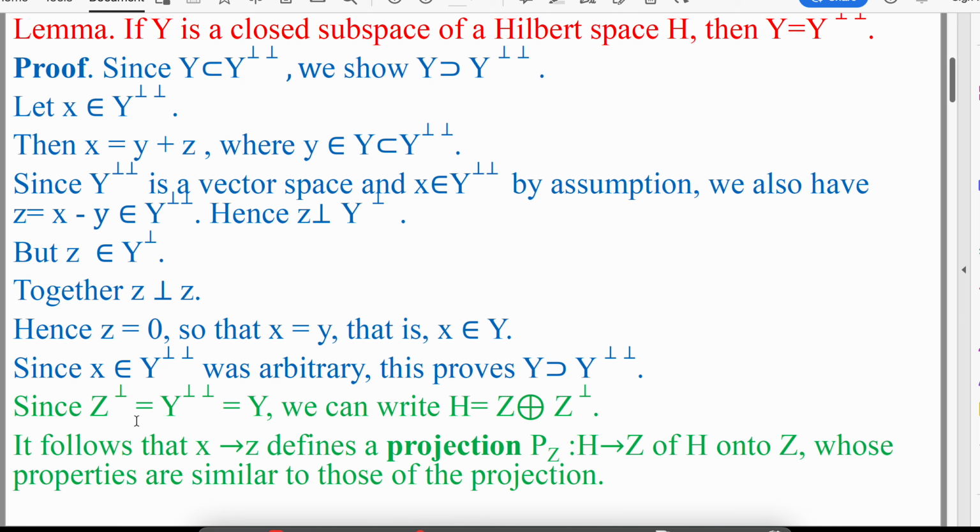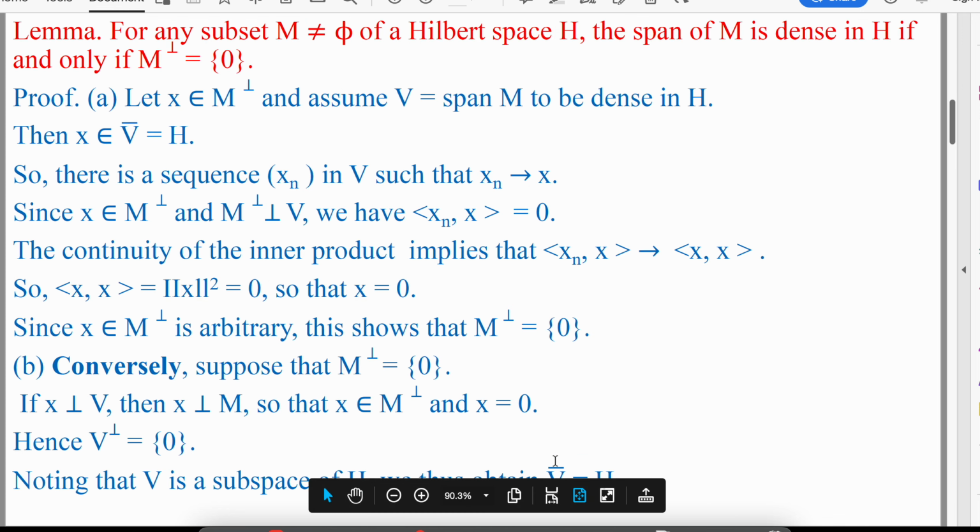Since the orthogonal complement of Z is equal to the double orthogonal complement of Y, which is Y as we have shown, we can write H equal to the direct sum of Z and its orthogonal complement. So it means as X tends to Z, define a projection PZ of H onto Z. Here H is a Hilbert space whose properties are similar to those of projection.